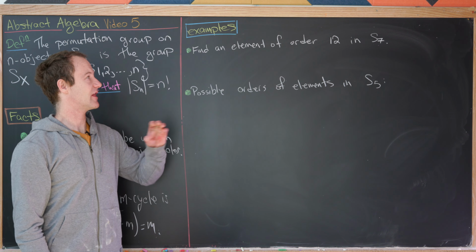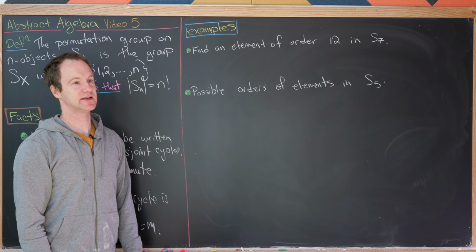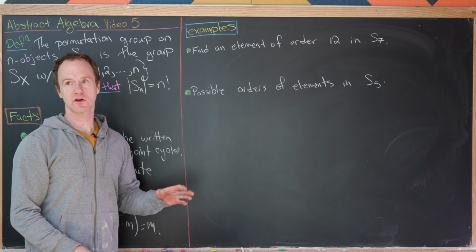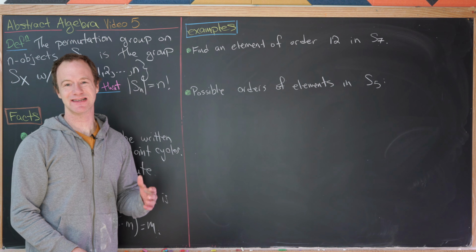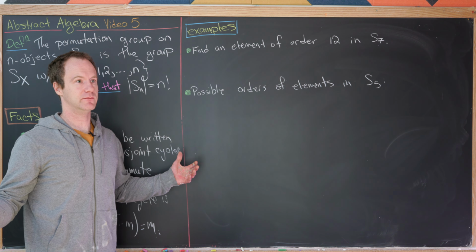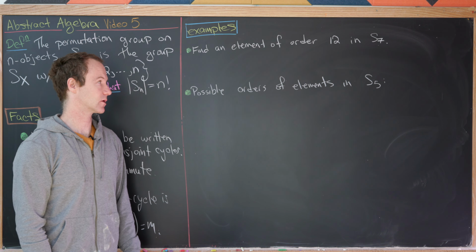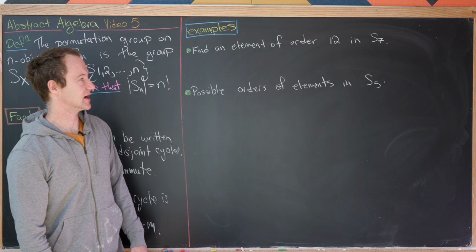So now to apply that theorem, we'll look at the following two examples. The first is to find an element of order 12 in S7. So when you're first learning about these types of things, it's easy to make the mistake that the largest possible order in Sn is n, but that's definitely not the case. Definitely the order of the largest cycle in Sn is n, but because of the power of multiplication, you can get an element that has a higher order. And that's exhibited by this example.